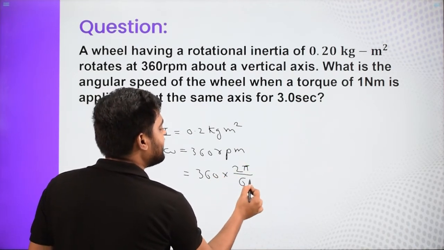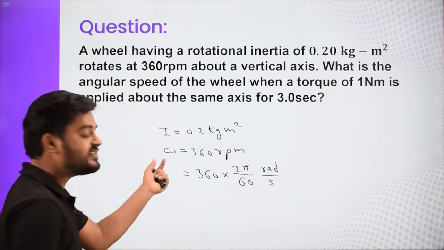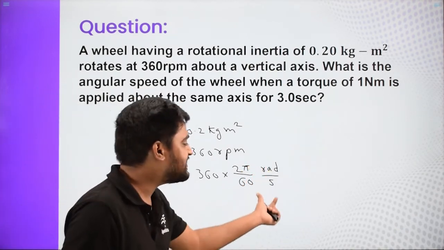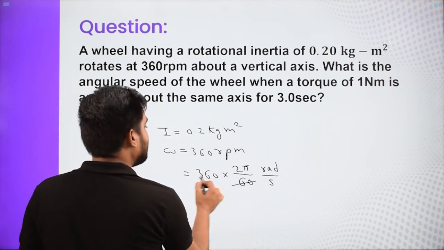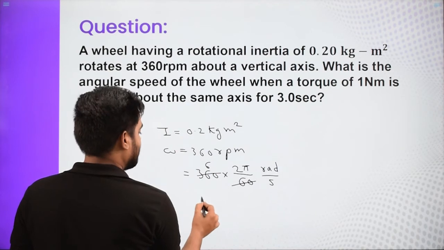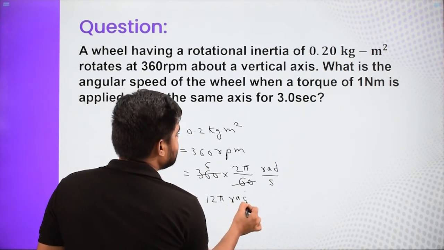So 1 minute is 60 seconds. So it will become radian per second. See, omega's SI unit is radian per second. So before you do any question, you need to convert. So 360 by 60 is 6 times 2 pi, so we get 12 pi radian per second.